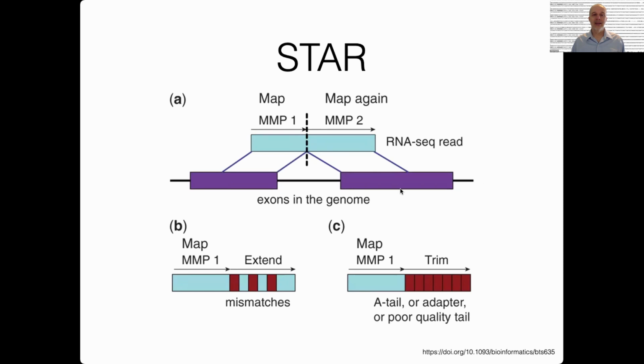So one is the fact that in eukaryotes, in general, you have exons, and actually more importantly, you have introns. So we're looking at messenger RNA. So it's been spliced.